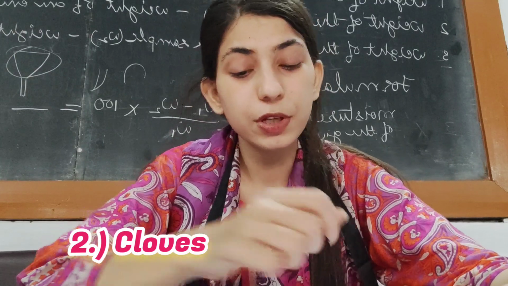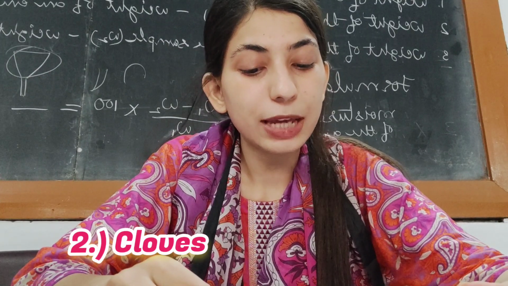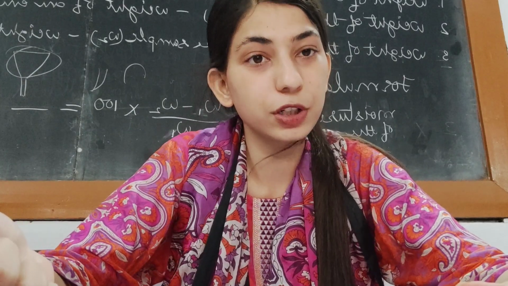Then we have cloves. Cloves from which the volatile oil has been extracted are also called exhausted cloves. You can identify exhausted cloves as they are small in size and have a shrunken appearance. The characteristic pungency of genuine cloves is less pronounced in exhausted cloves. These are some of the characteristics by which you can separate the exhausted cloves from the normal cloves.